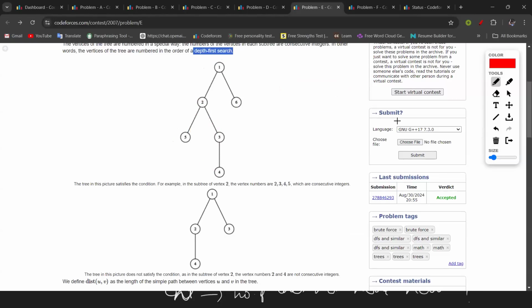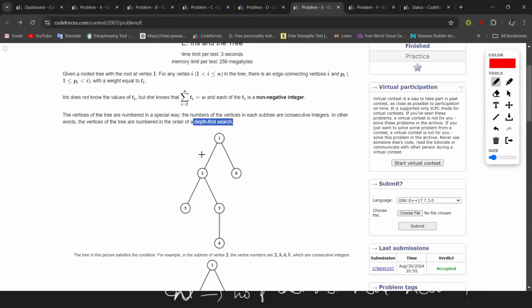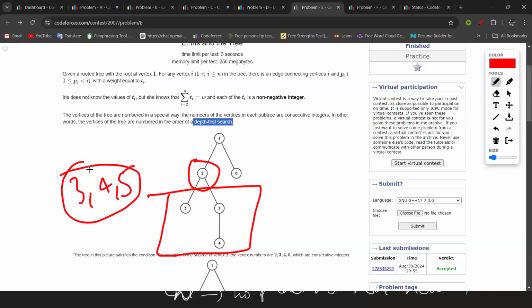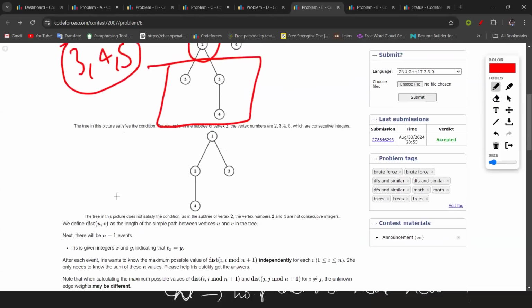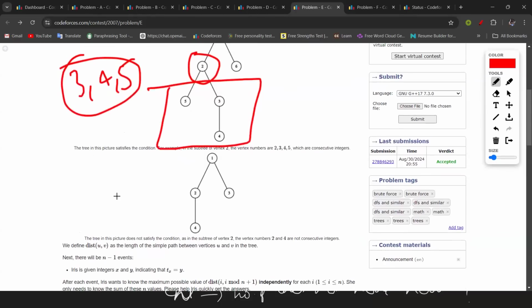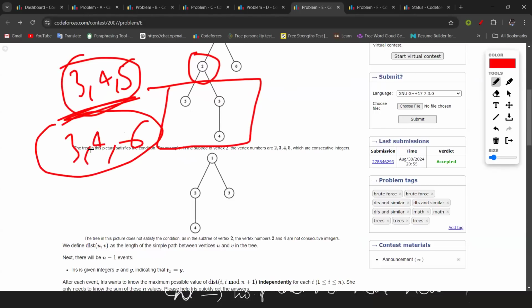Or one more way of definition is given here: for this 2, if you take all the subtree of this subtree, it would have all the consecutive values only. So this subtree had 3, 4, 5, so they were consecutive values. So this is okay. For every node, if you take the values in its child subtree, then that subtree would have consecutive values. It won't be 3, 4, and 6. If it is something like this, that's not a valid tree.